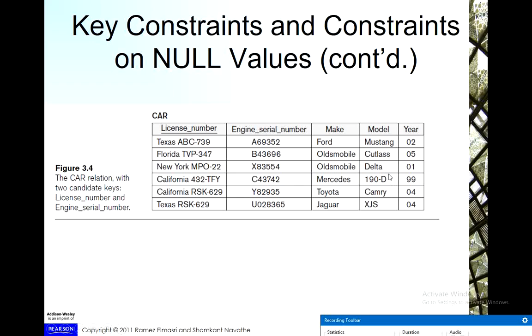But these cannot be the same candidate keys. Why? Because if one of them can repeat in value, then it is not satisfying the rule of a candidate key. A primary key is usually selected from among candidate keys. So this car relation has two candidate keys, the license number and engine serial number. But license number here is selected to be the primary key.